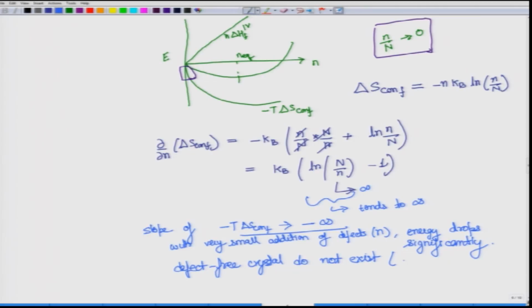Particularly, this is true when we are talking about large n, meaning the total number of lattice sites is large, because that is where n by N tends to infinity, and that is where this slope becomes minus infinity. So, this is one important implication, and a corollary of this is, now you have seen that I have written large for very large n.